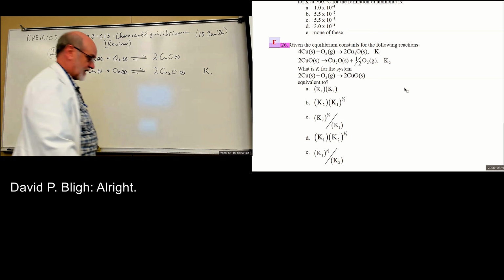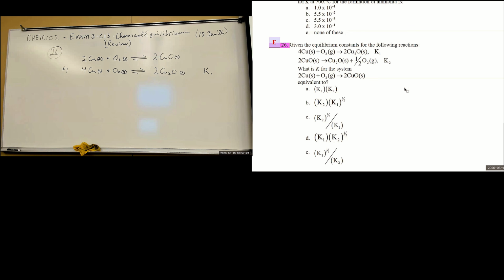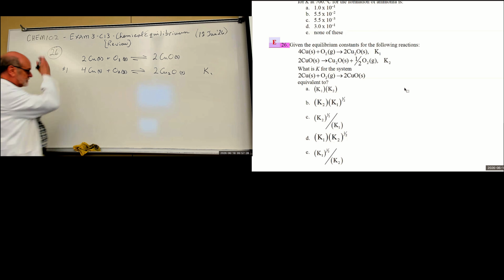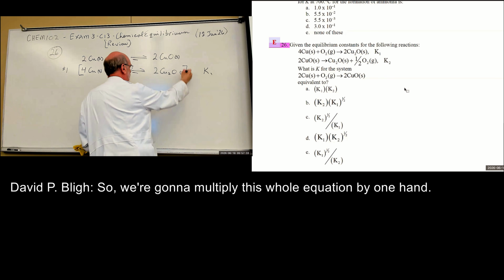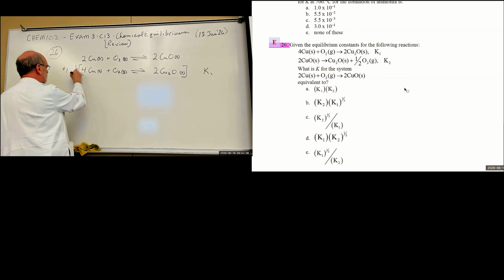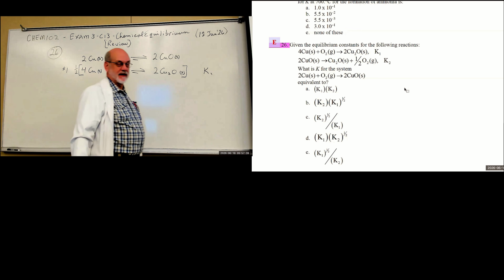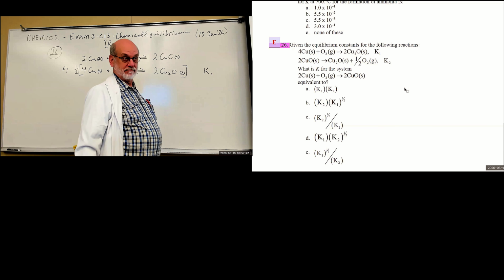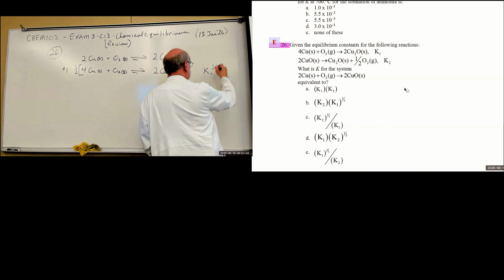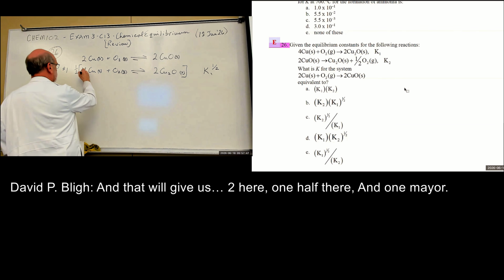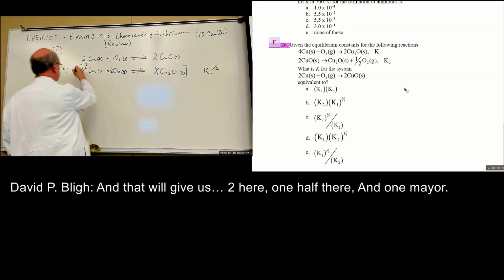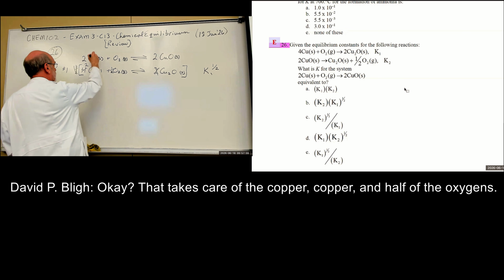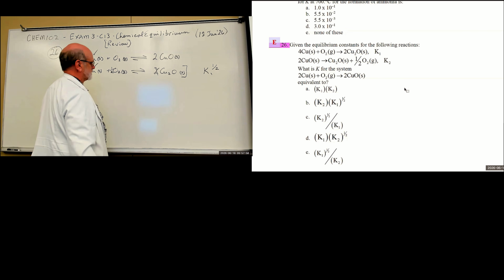All right. We don't need that many coppers. We only need half of those, right? So we're going to multiply this whole equation by 1/2. What does that do to the K? It is the 1/2 power, right? 1/2 power. And that will give us 2 here, 1/2 there, and 1 there. Okay, that takes care of the copper, and half of the oxygens.